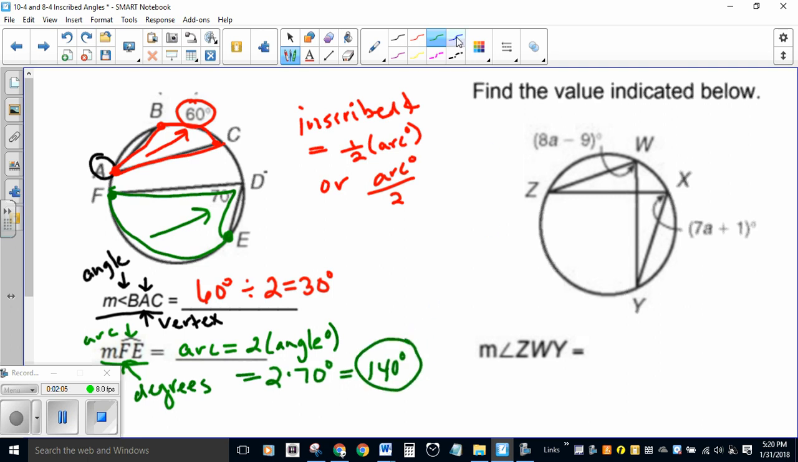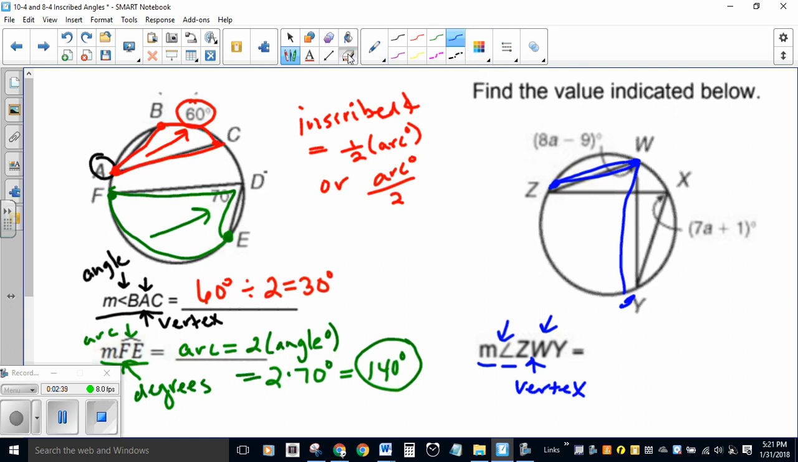The second question has to do with intersecting the same arc. So we said if 2 angles intersect the same arc, then the 2 angles are congruent. Okay, we're talking about an angle here, the measure of angle ZWY. W is in the middle, so W is the vertex. That tells me the point on the circle. So here's W, and it's the point on the circle. So we're talking about point Z, point W, point Y.